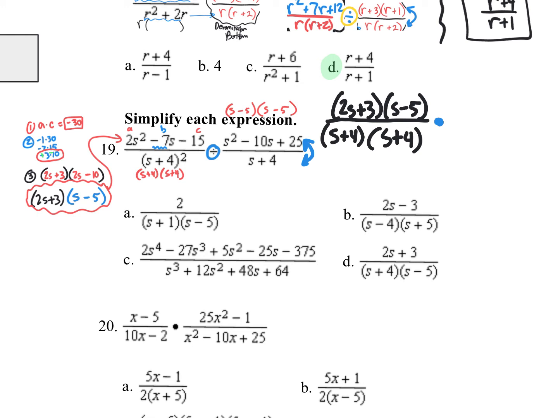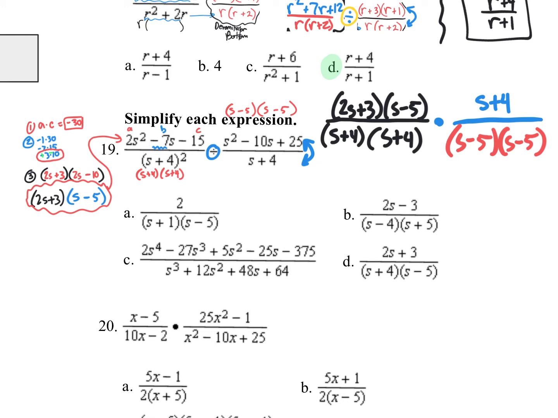So that s plus 4 that was at the bottom is now going to be s plus 4 up on top. And this factored form of the quadratic trinomial, this factored form s minus 5 times s minus 5, we are going to write it at the bottom. S minus 5 times s minus 5.